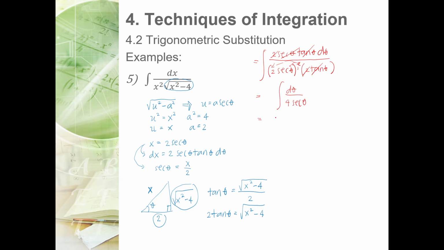And this simplifies further to 1/4. So 1 over secant is just cosine, di ba? So the answer would be 1/4 integral of cosine, which is the basic formula, sine theta plus c. So again, looking at the right triangle, sine theta is opposite over the hypotenuse. So that would be square root of x squared minus 4 all over x.